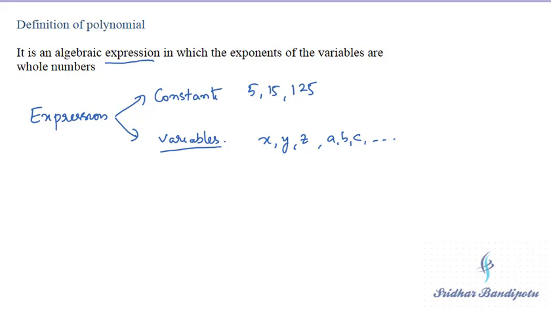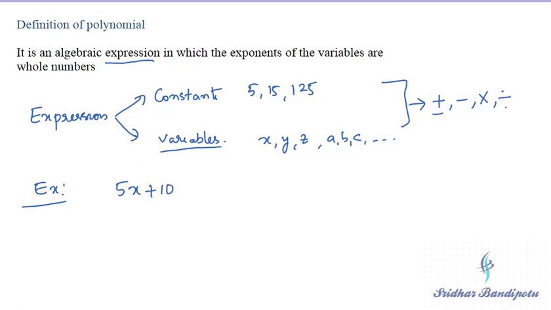Expressions are nothing but the combination of constants and variables which are connected by the operations addition, subtraction, multiplication and division. Expression is a combination of constants and variables which are connected by the operations addition, subtraction, multiplication and division. Now let's take some examples here.